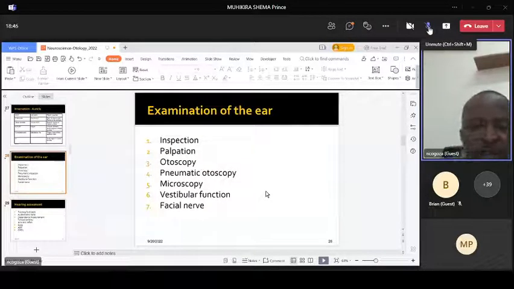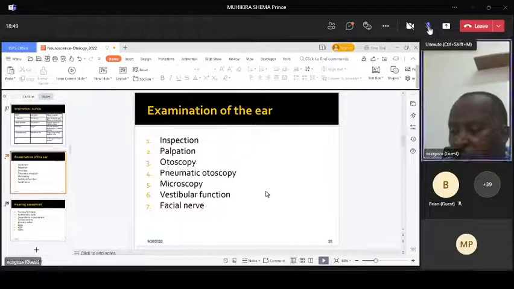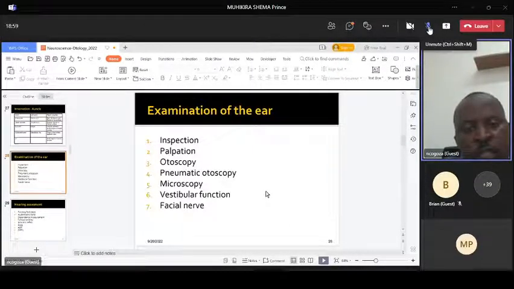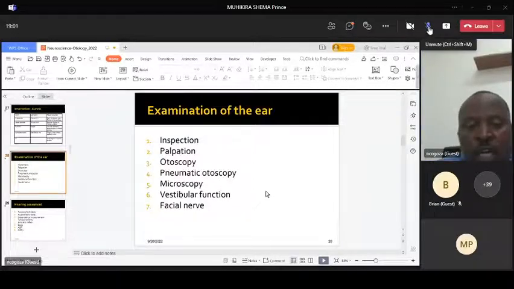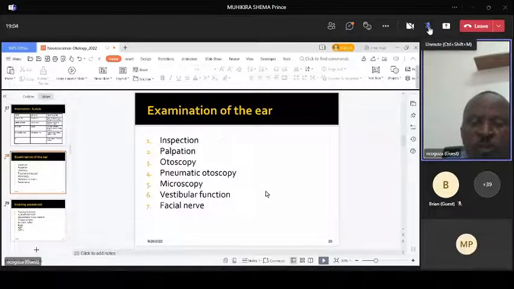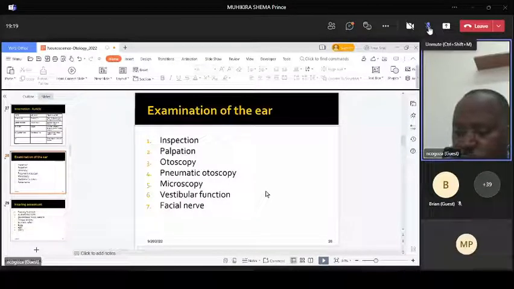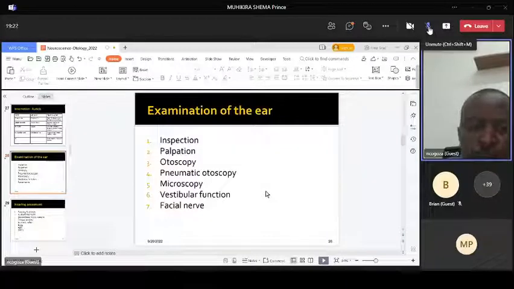The examination of the ear is practical. It's just inspection, like other examination. Palpation, you can inspect, you can palpate, you can use the otoscope to see the tympanic membrane, the canal. You can do pneumatic otoscopy just to see the mobility of the tympanic membrane. You can use a microscope. You can test vestibular function. We are going to see how to make it. You can test the facial nerve. All of this, you will have them when you come for rotation. So those are ways of the examination.